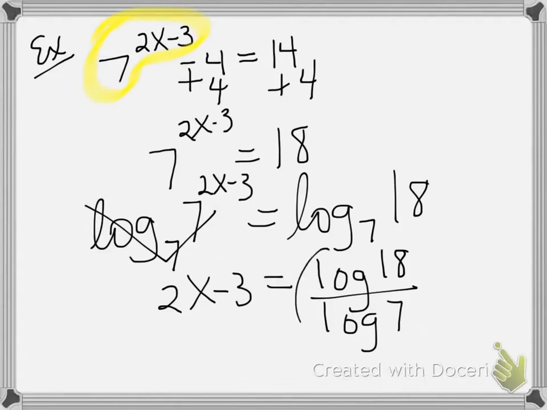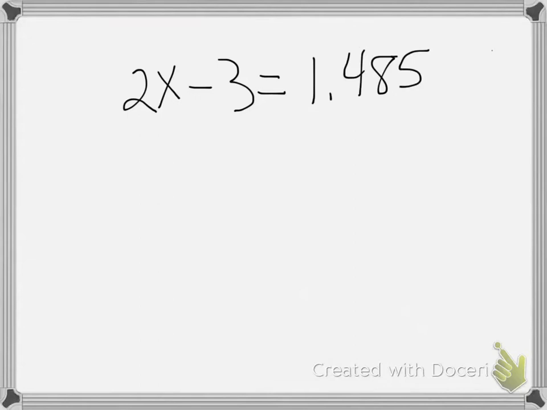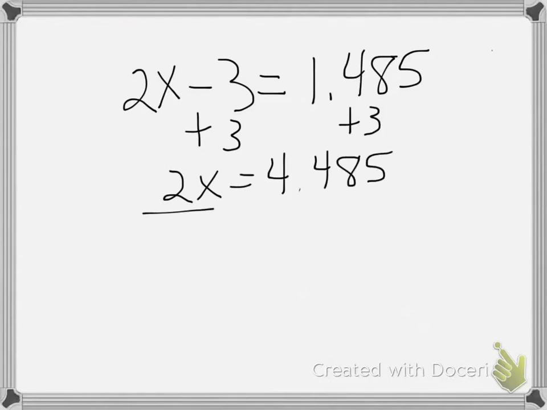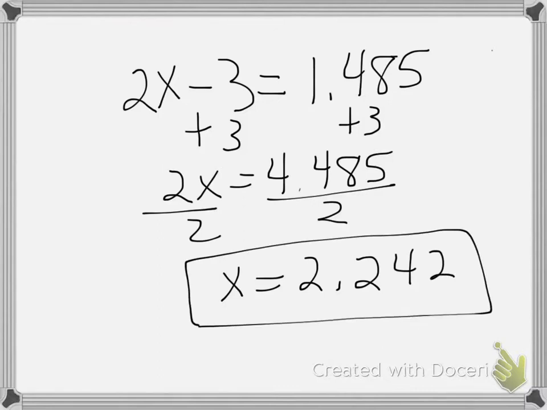Now I'm going to go ahead and put this part into the calculator. So I have 2x minus 3 equals 1.485 because that's what I get out of my calculator. Now I need to finish solving this to get x by itself, so I'm going to add 3 to both sides. So 2x equals 4.485, and I'm going to divide by 2 on both sides. So x equals 2.242 for my solution.